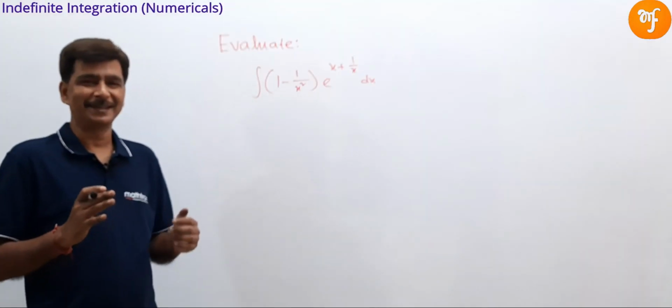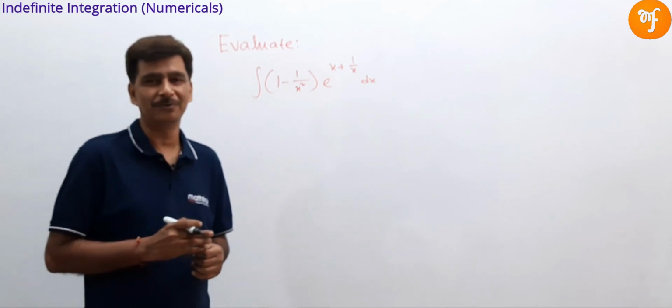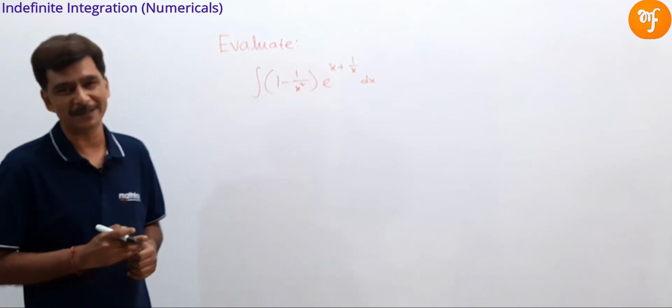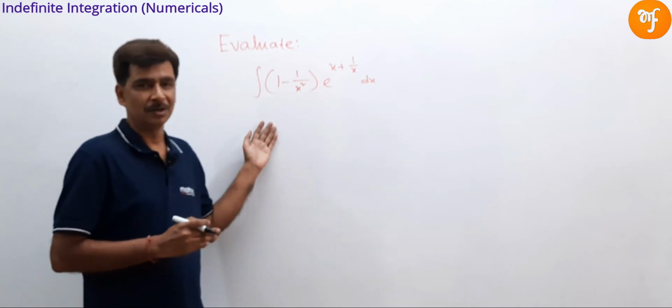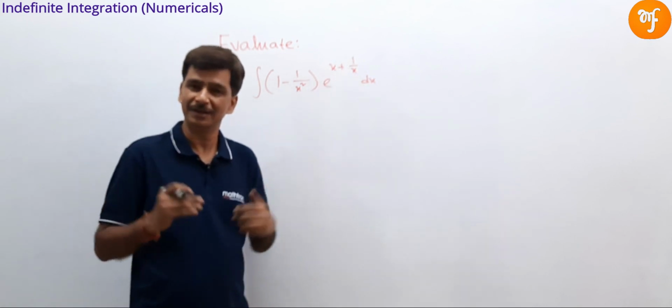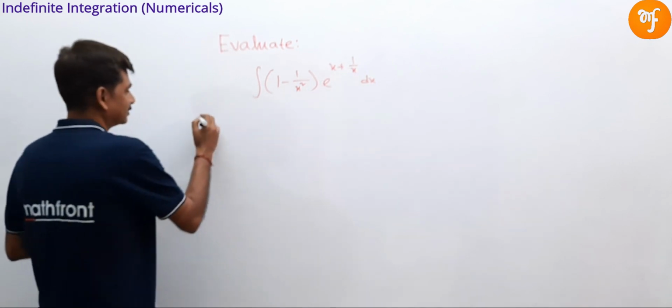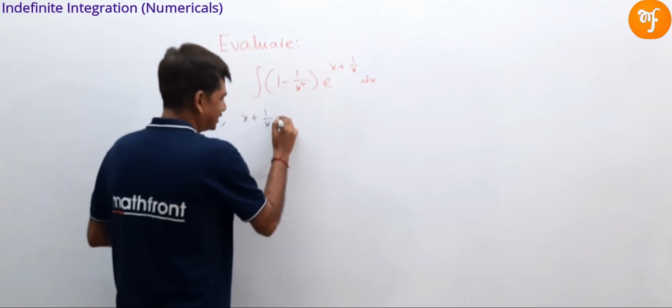So friends, let's come to another question, that is the integration of (1 − 1/x²) e^(x + 1/x) dx. Now to solve this numerical, we will assume x + 1/x as v. Okay, so let's start. x + 1/x is equal to v.